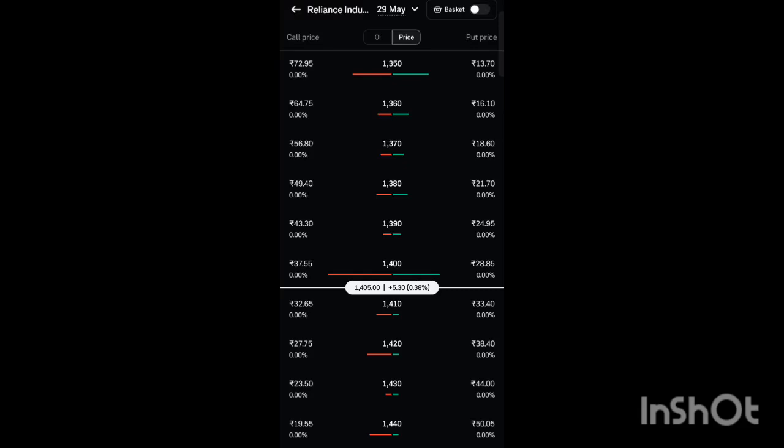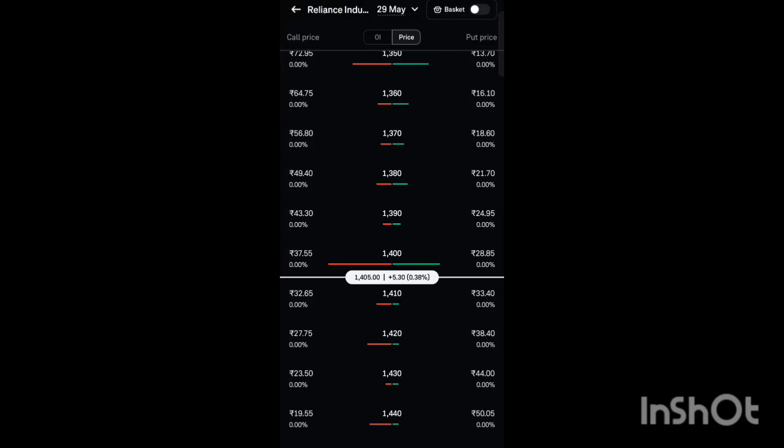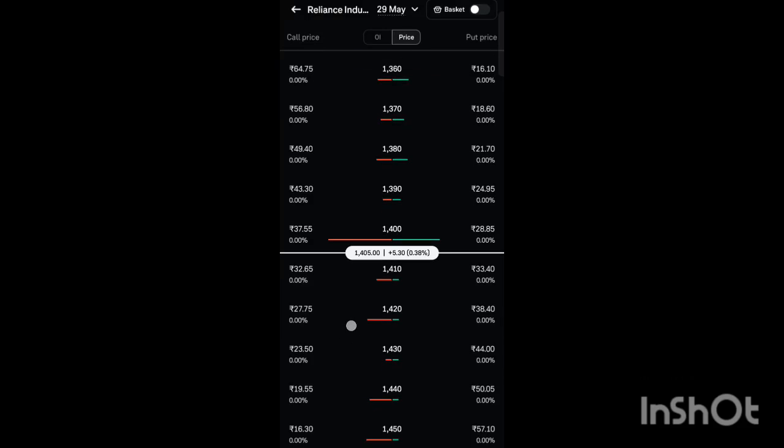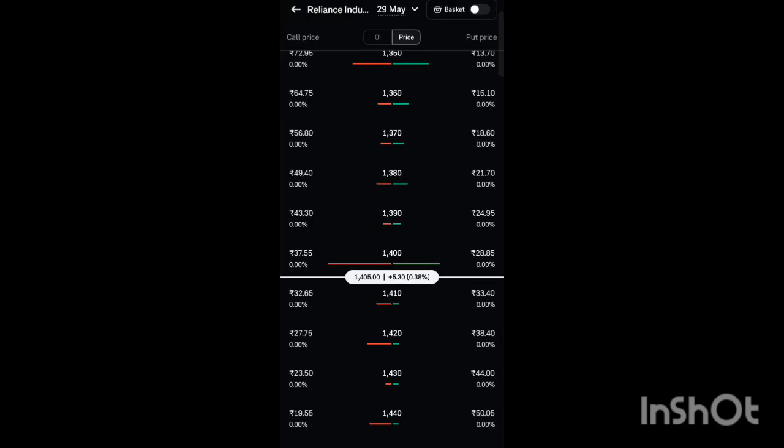If we think like an option seller, then option sellers are thinking that 1400 is the most crucial level. Price will be making some resistance on this level. They sell this option. Whenever price goes above 1400, they are going to make a loss, so they try to push the price on the downside.